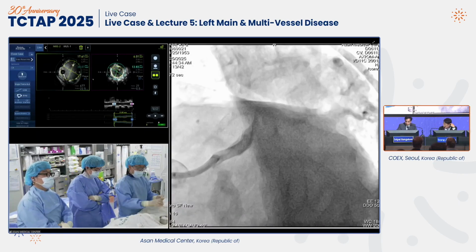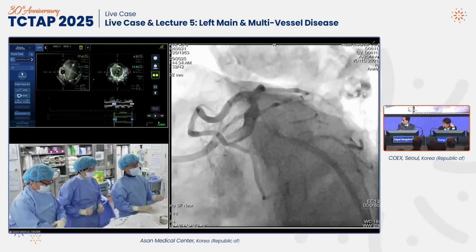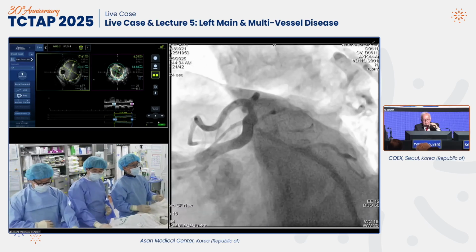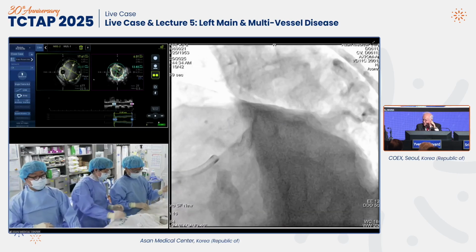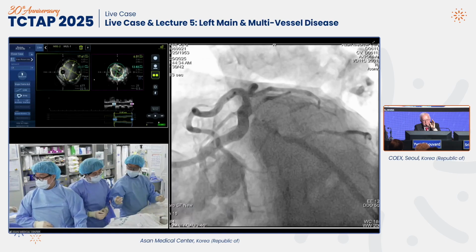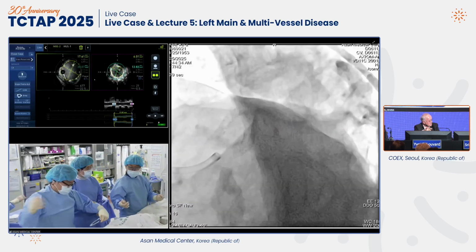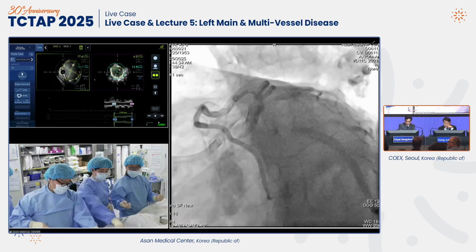In EBC, I think we are beginning a trial with DCB to treat bifurcation lesions. So both branches, only DCB, but this is not for left main for the moment. I think for me, we will do balloon angioplasty first.